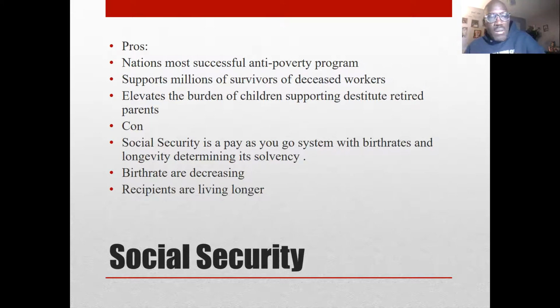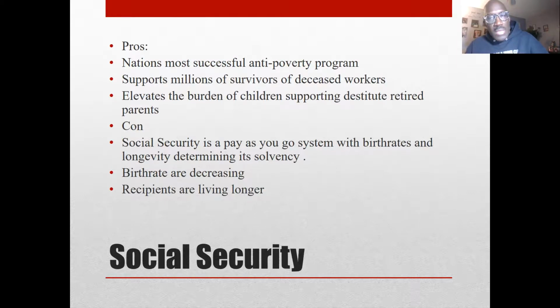Some of the cons are that Social Security is a pay-as-you-go system, and it depends on birth rates and longevity, which determine the solvency. So we have people who are having kids who work and will pay into the system, which will take care of the current retirees. The only problem is that there are a couple of problems. One, the birth rate in the United States is decreasing, so people are not having as many children as they normally have in past years. And again, those are the people who are going to be paying into the system to take care of some of us when we retire. But if there are fewer of them, there'll be fewer dollars to pay in.